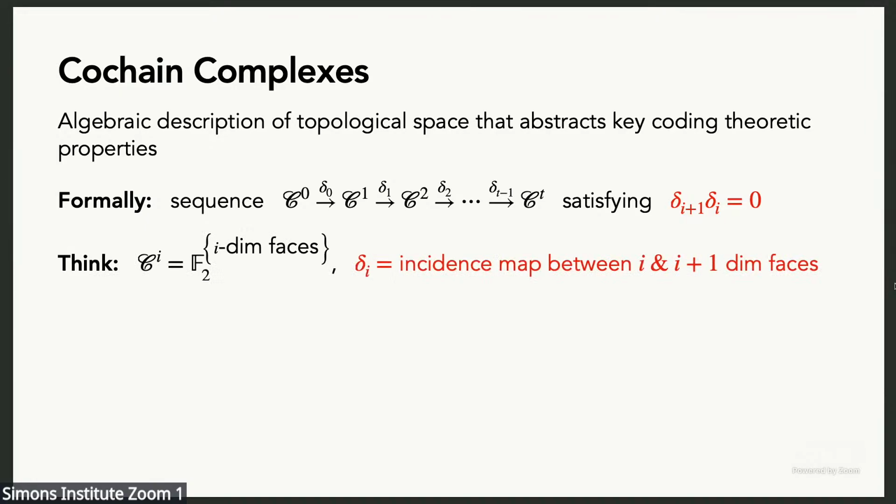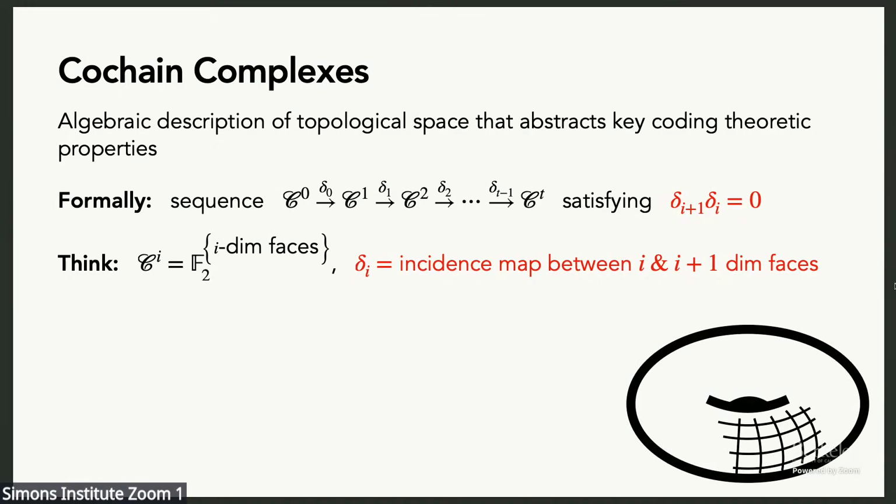The intuition here is that each of these vector spaces Ci corresponds to the set of functions from i-dimensional faces of some cellular complex, some topological space, to F2. And each delta i is the incidence map between i and i+1 dimensional faces. Just to give the example of the toric code again, here this is 2-dimensional, so t equals 2. C0 corresponds to labelings of the vertices with elements of F2. C1 corresponds to labelings of edges with elements of F2. And C2 corresponds to labelings of squares or faces with elements of F2.